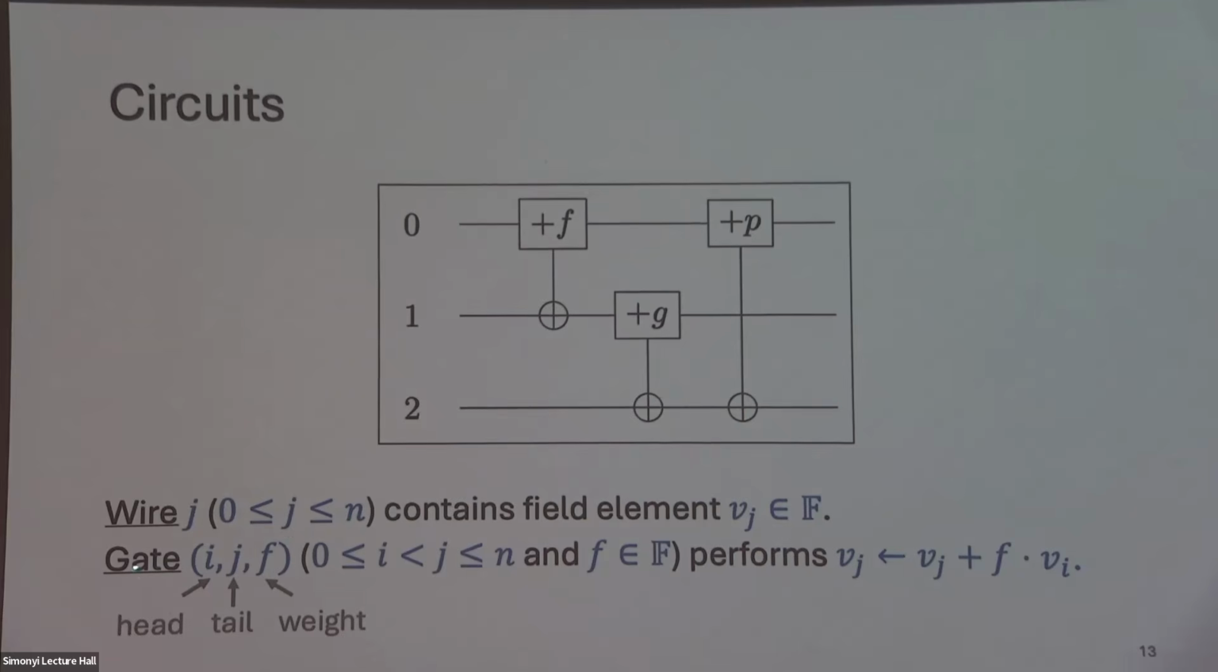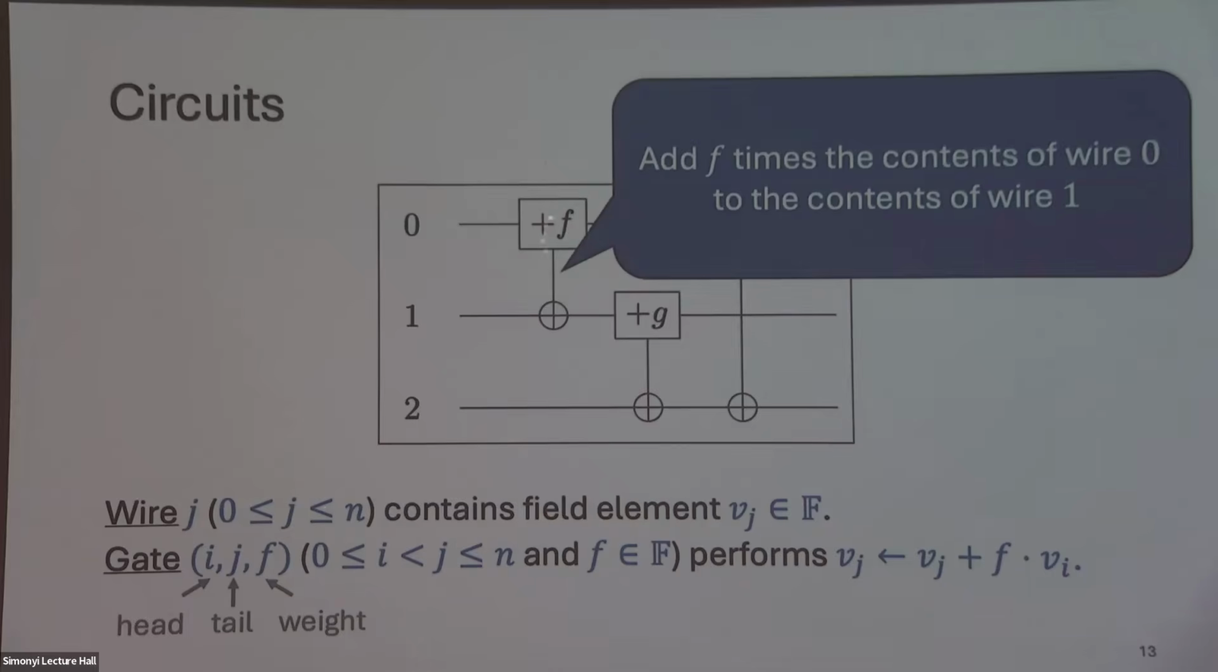These are circuits where you have gates, and I want to read the gates from left to right. Sorry, I should say this first. You have some wires, and each wire holds a field element. What a gate does is take the current element on one of the wires, multiply it by some multiplier or weight, and add the result onto another wire. You're thinking of the matrix group with its action on vectors. Exactly.